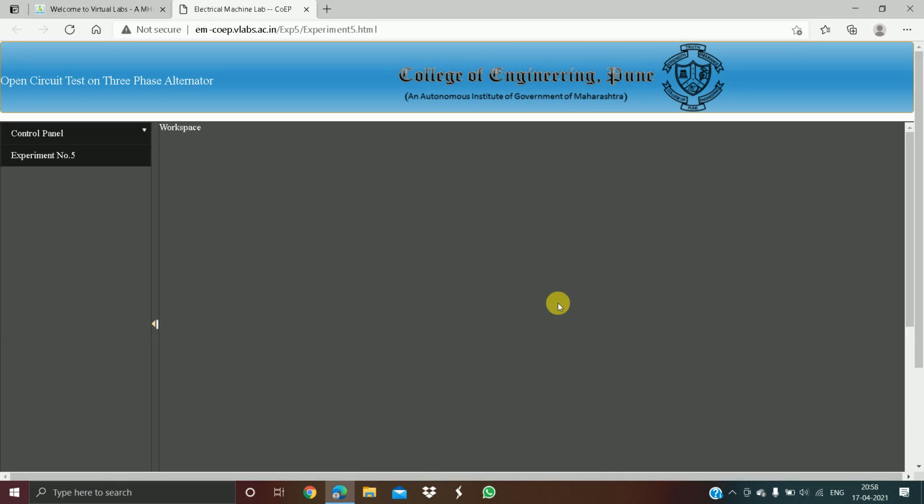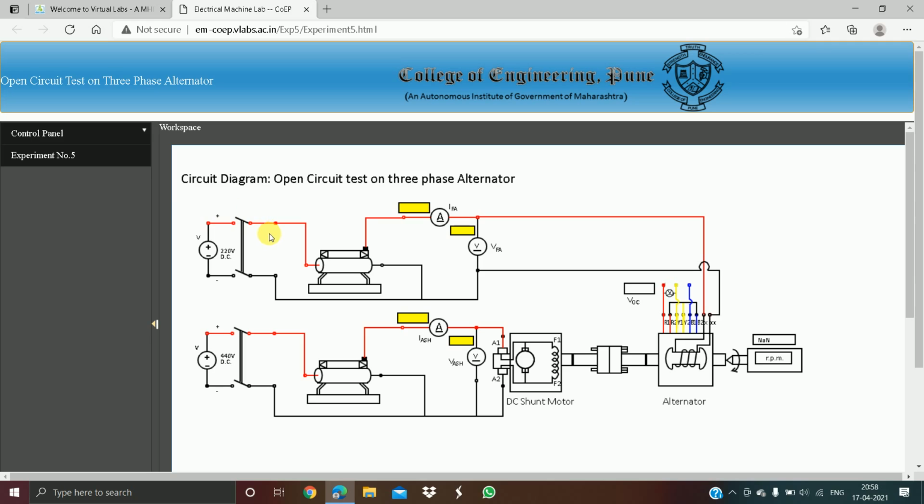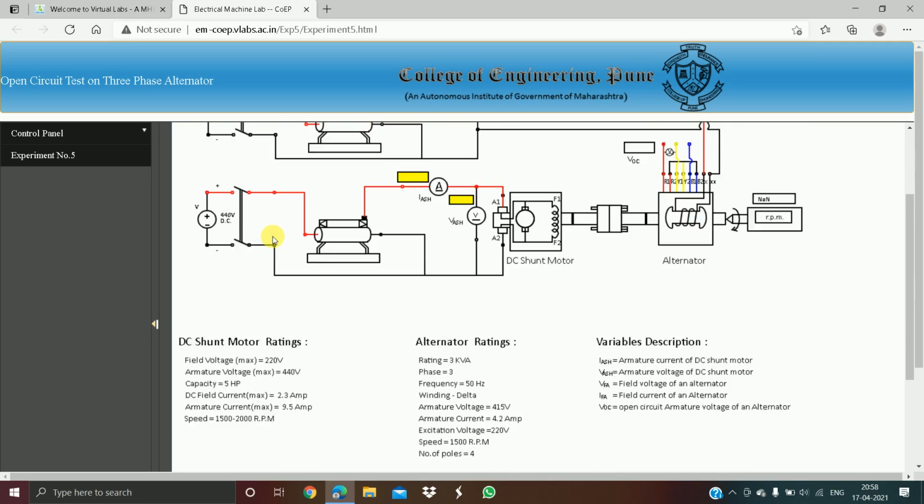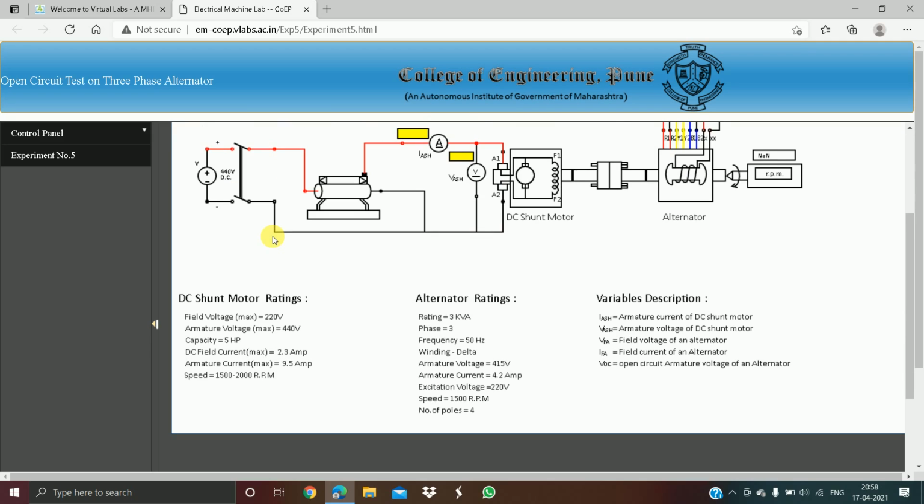Our aim today is to predetermine the voltage regulation of an alternator using the open and short circuit test by the EMF method. Now drag this experiment to the workspace and you can see the respective diagram of an open circuit test, below which the abbreviations and the ratings of a DC shunt motor and the alternator are given.